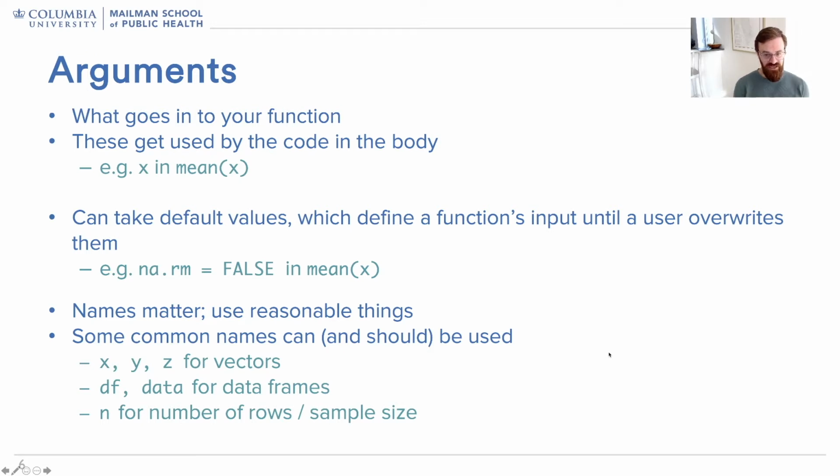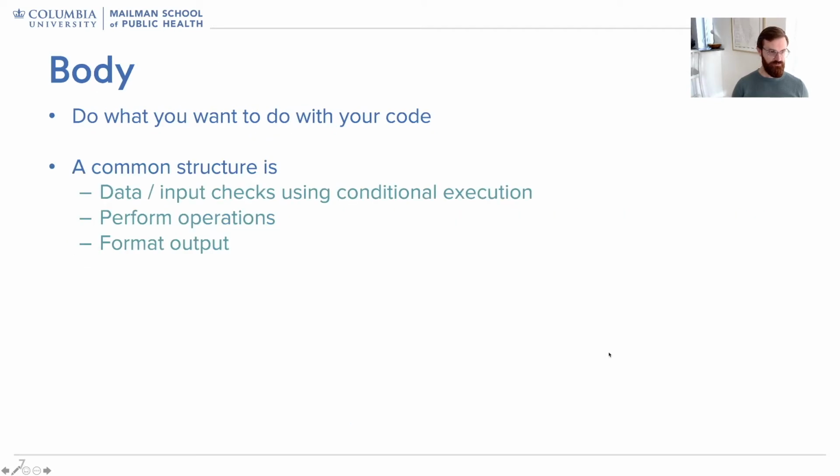Things like mean X, that's going to be something that is reasonable, right? If you're going to be putting into your function a data frame, you might use df for data frame or data. You might use n for the number of rows or the sample size or something like this. You want to use argument names that are pretty transparent, and I think that helps. So then the body of your function is just the code that does some stuff.